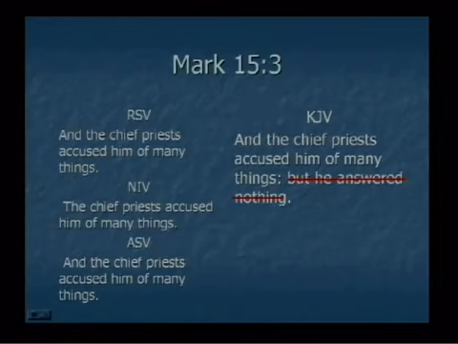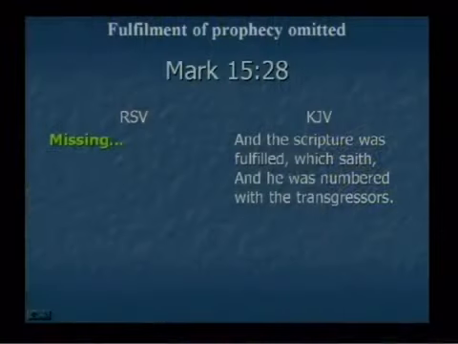Mark 15 verse 3. And the chief priests accused him of many things, the King James says, but he answered nothing. Why is that left away in the RSV, in the NIV, in the ASV? I'll tell you why. Because it's a fulfillment of prophecy. Take it away. Jesus must not fulfill the prophecy. He's no better than any one of us. And the scripture was fulfilled, which says that he was numbered with the transgressors.